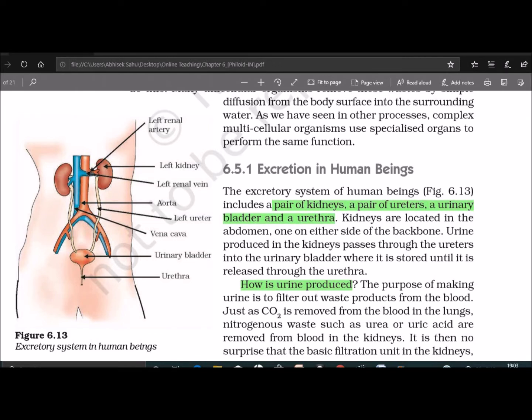Third one is the urinary bladder. It is a muscular sac which collects and stores the urine until disposal from the body. And fourth one is your urethra. It is a tube that leads from the bladder and discharges urine outside the body.